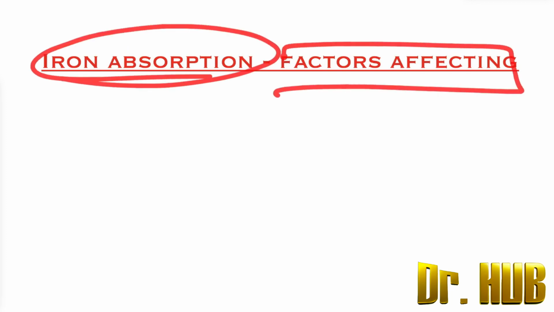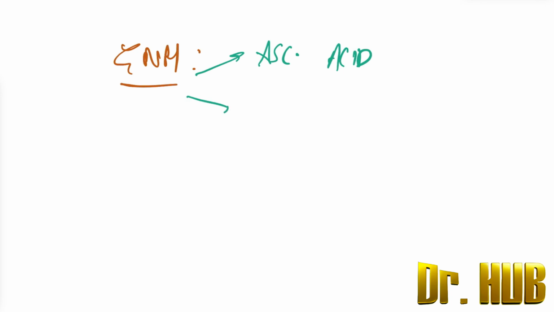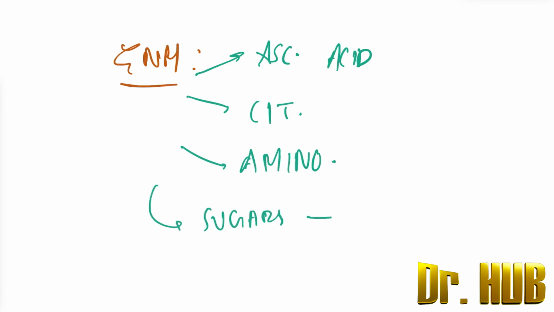Iron absorption and the factors which are affecting it. So in iron absorption, there are enhancers and inhibitors. Let's look at the enhancers. Enhancers include all the acids, that is, ascorbic acid, then citric acid, then the amino acids, as well as the sugars which are present in the diet. So ascorbic acid, citric acid, amino acids, as well as the sugars present in the diet.